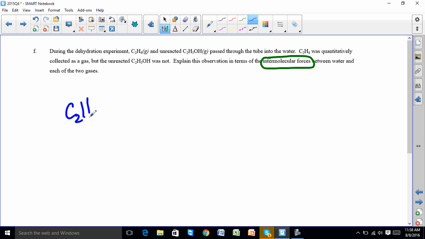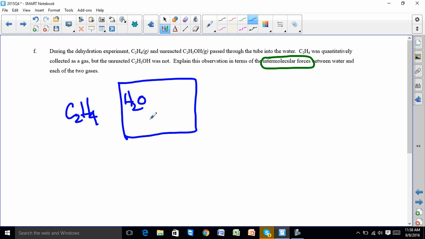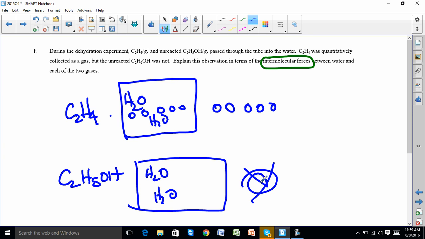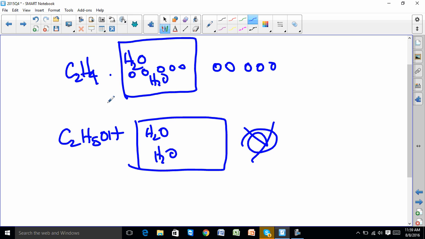How come when you bubble C2H4 through water, it comes out the other side? But when you try to bubble this gas through water, nothing comes out the other side. And the first thing you got to understand is the reason for that is that ethanol, which is booze, so think scotch, actually dissolves in the water. So the ethanol dissolves in the water.